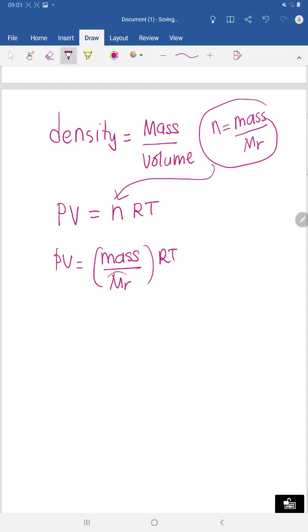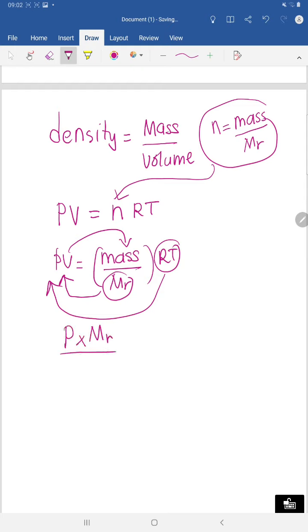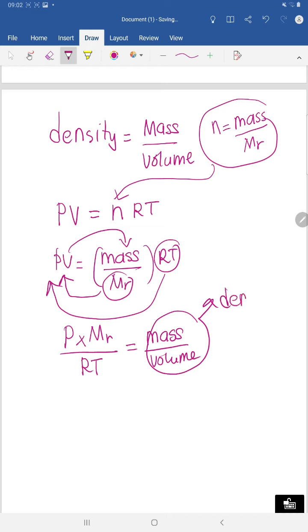So Mr is going to shift to the left side, PV is going to shift to the right side, and RT to the left side as well. So pressure times molecular mass or molar mass over RT equals mass over volume. This mass over volume is equivalent to density. If I rewrite the formula, P Mr over RT equals density, which is represented by the symbol rho.